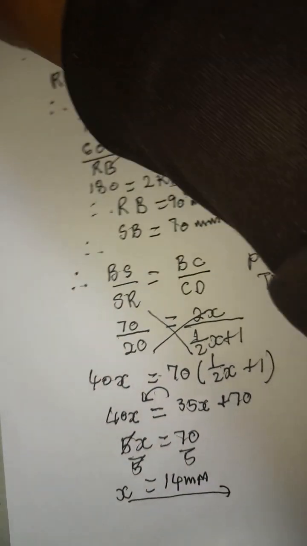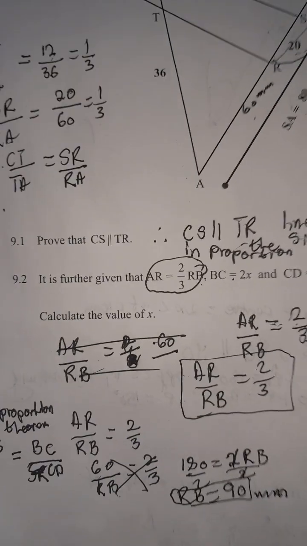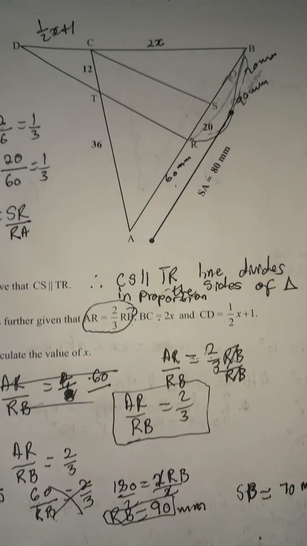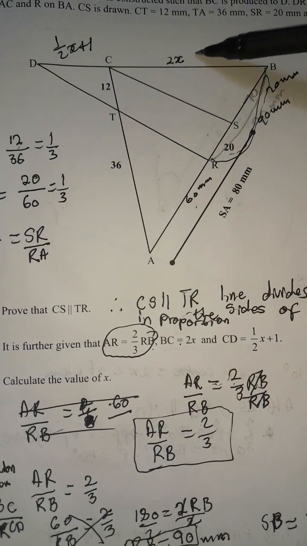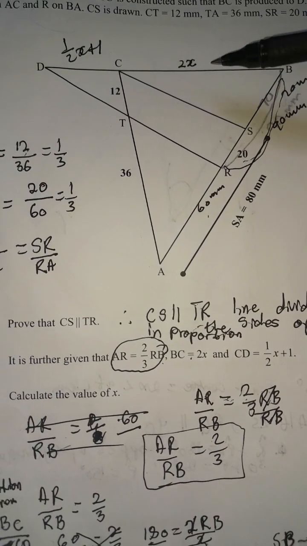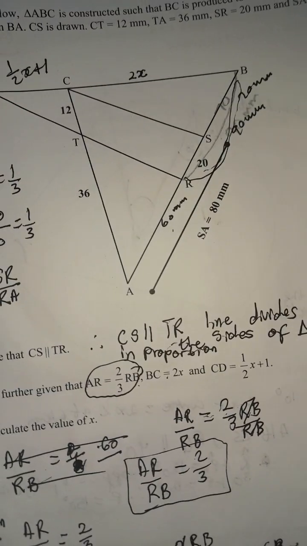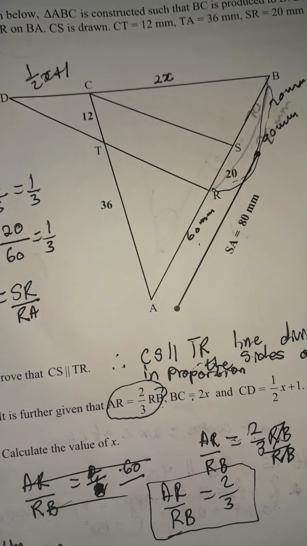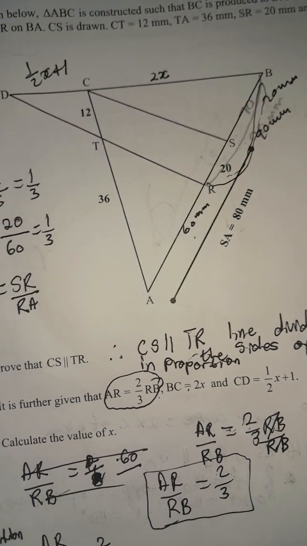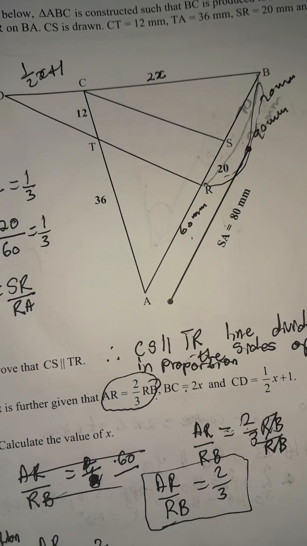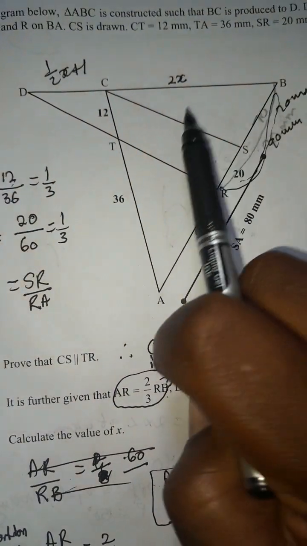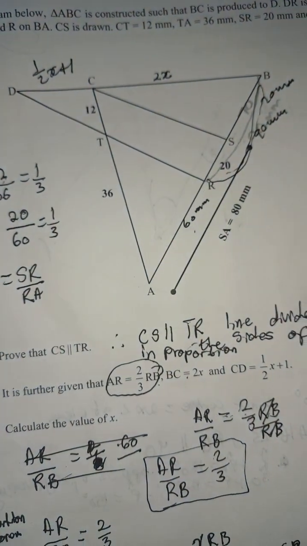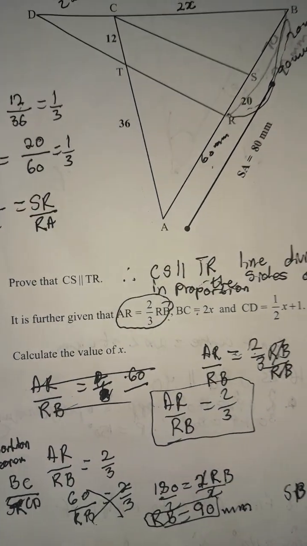So that's how you can work out 9.2. That's the value of x. The value of x here is 14, and if you go back and substitute, at BC you can have 28, and at CD we have half multiplied by 14, which is 7, plus 1, which is 8. Meaning that this side will be 28 and this side will be 8, right? So that's how it should be.